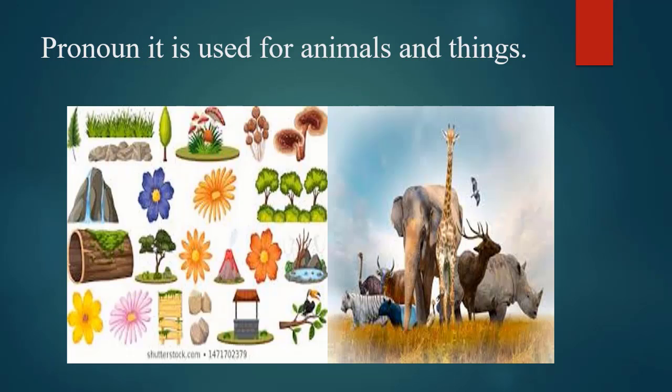प्रोनाउन it is used for animals and things. For example, it is an elephant, it is a flower, it is a tree. So, dear students, हम pronoun it तब यूज़ करते हैं जब हम किसी एनिमल या किसी चीज़ के बारे में बात कर रहे हों.